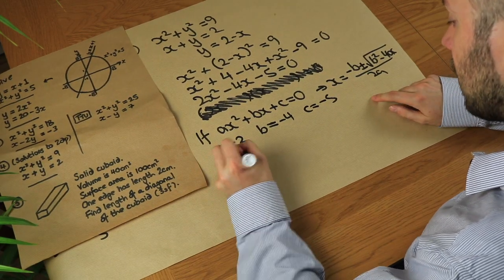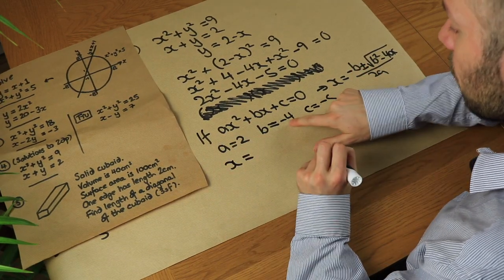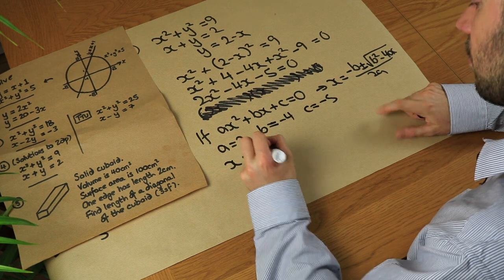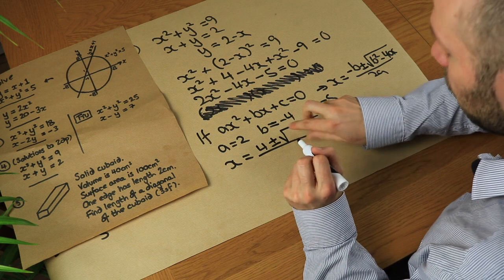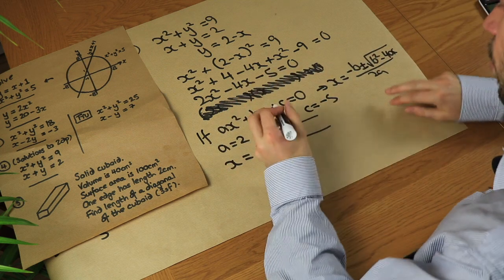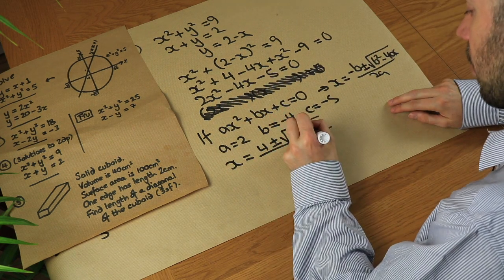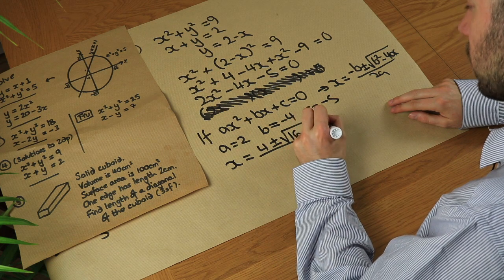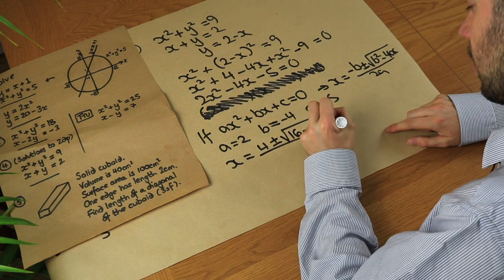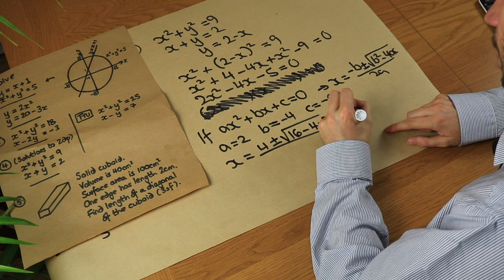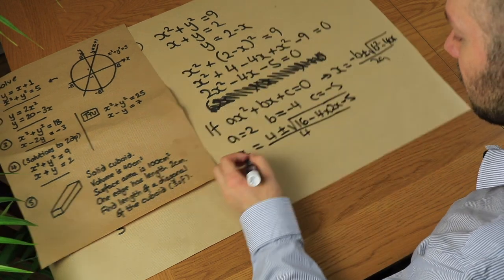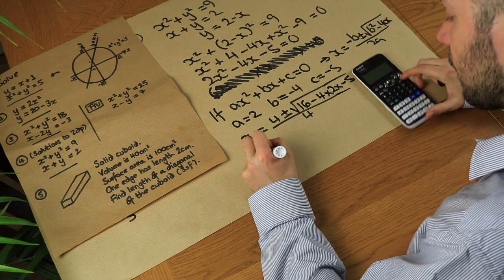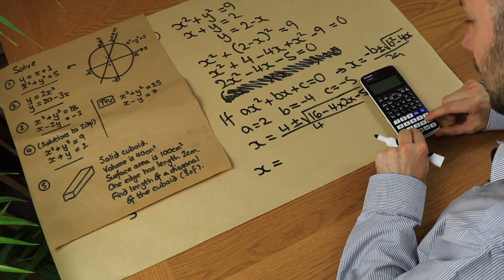So we've got x is equal to minus b, so minus 4, which is plus 4, plus or minus the square root of b squared. Minus 4 squared is positive, and it's 16, minus 4 times a, which is 2, times minus 5, all over 2a, which is 4. So then I just need to put this on my calculator. I've got x is equal to 4.